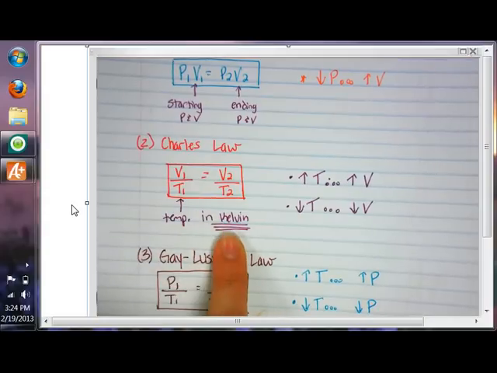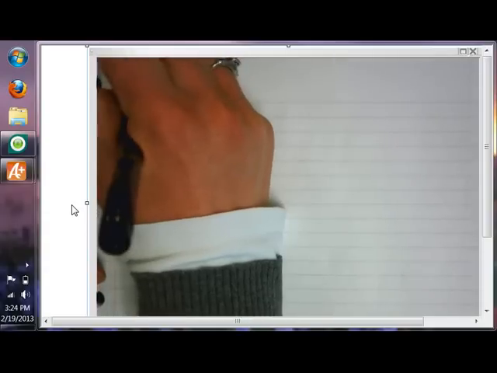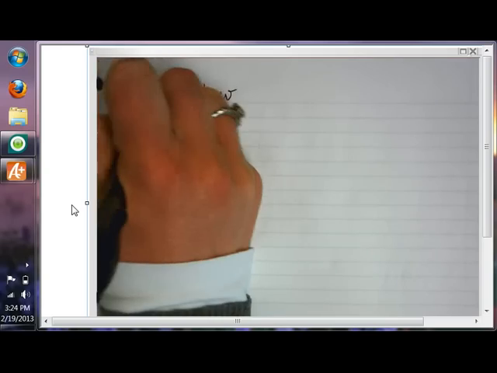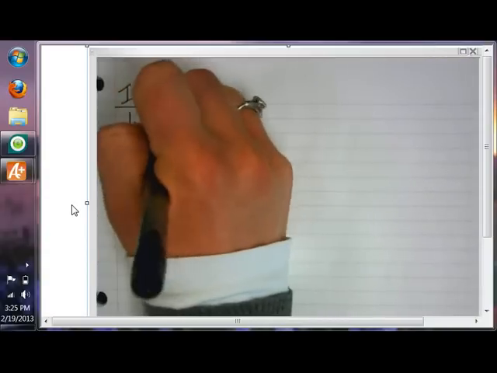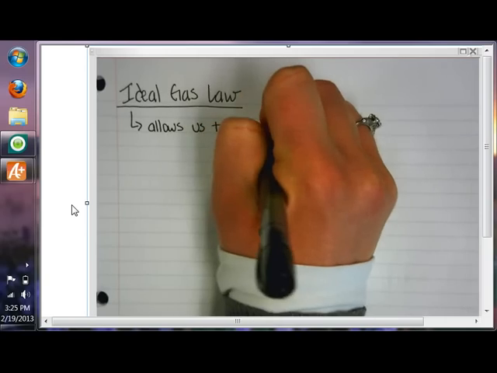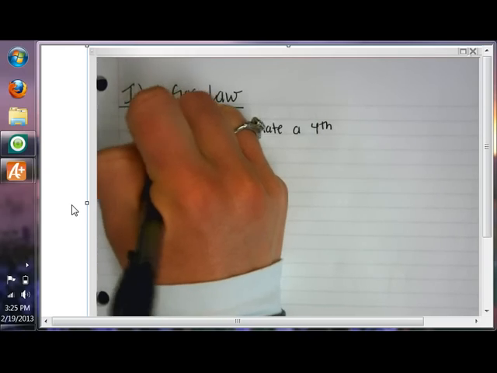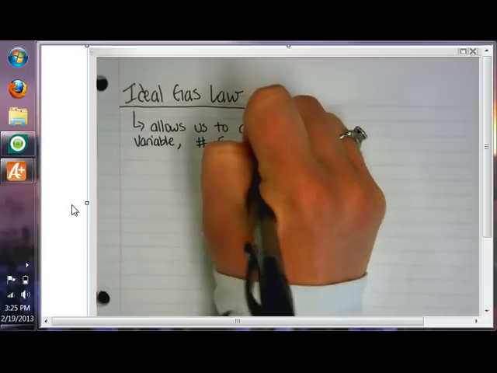Now there is a third gas law, and that's what we are going to do today. And that gas law is known as the ideal gas law. And what is useful about this gas law is that it allows us to calculate a fourth variable, which is the number of moles.